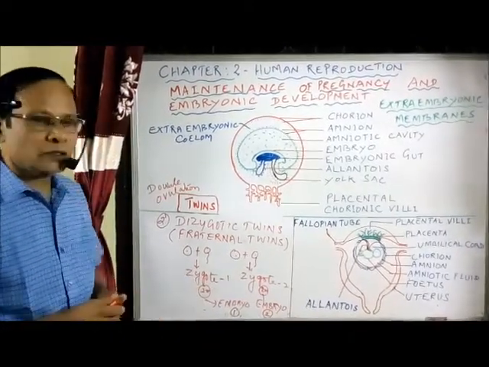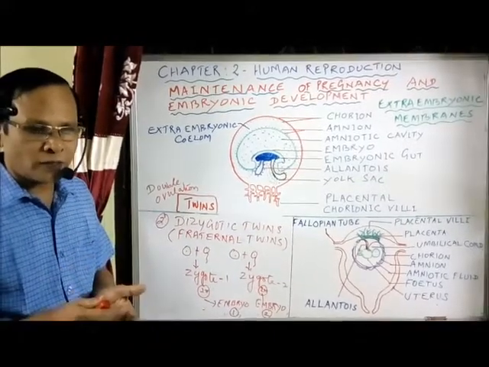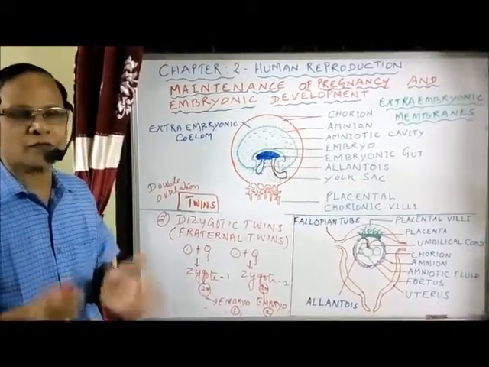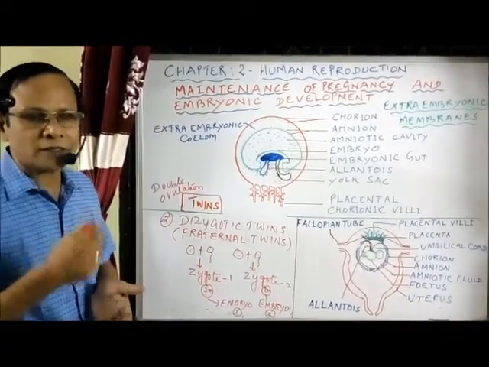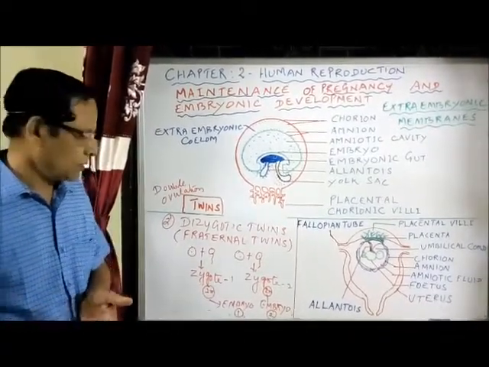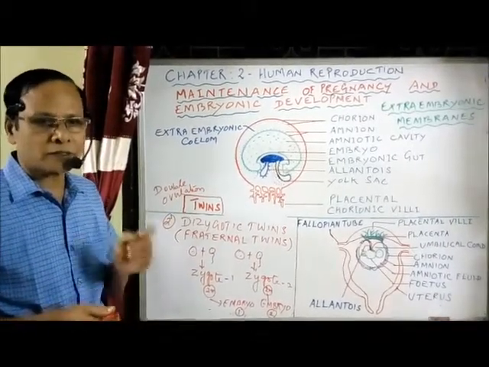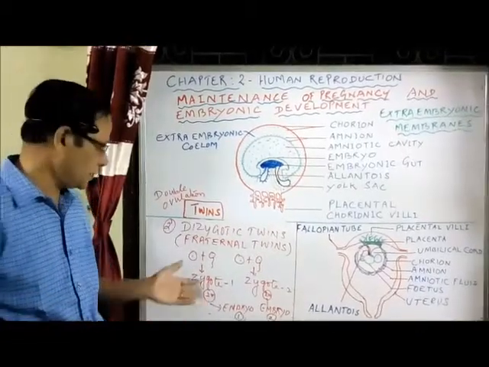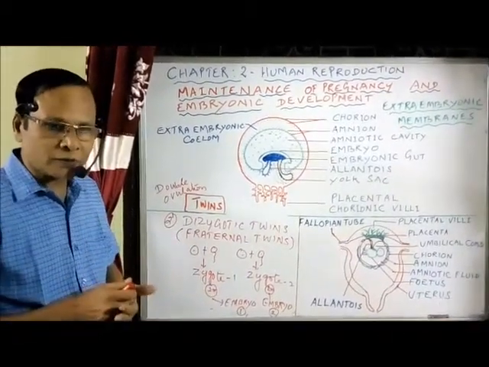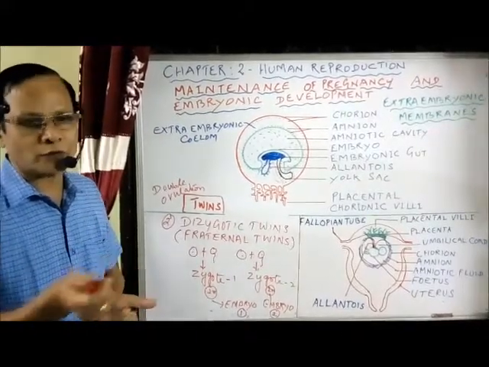Now here, the two twins may be of the same sex, either both male or both female, or of different sex, one male and one female. That depends on the nature of fertilization by the sperm. In the case of monozygotic or identical twins, the sex is of the same type, either male or female. Here, they may be of the same sex or different sex: one male, one female, or both male or both female.